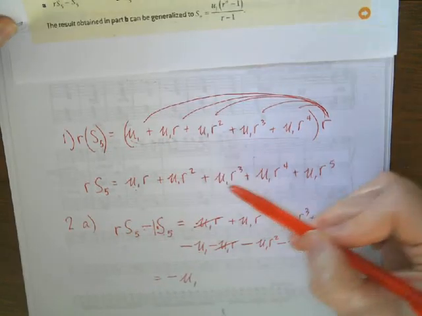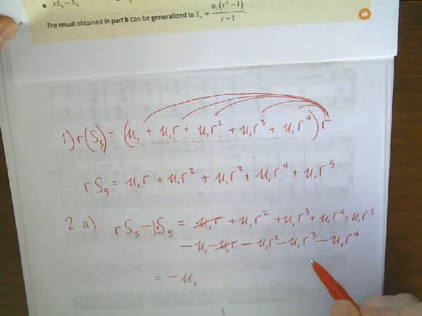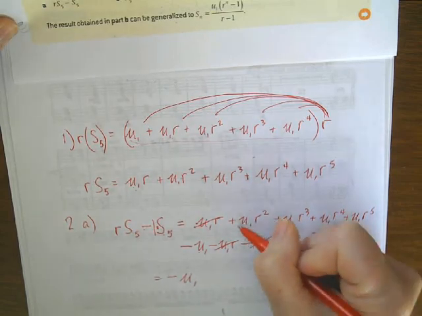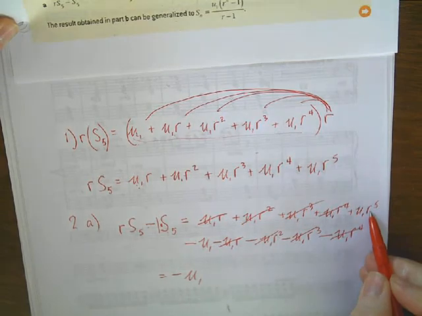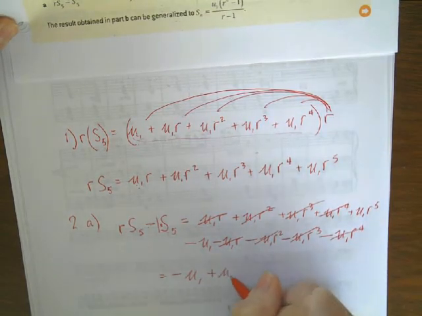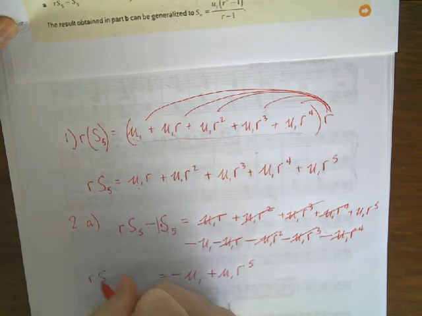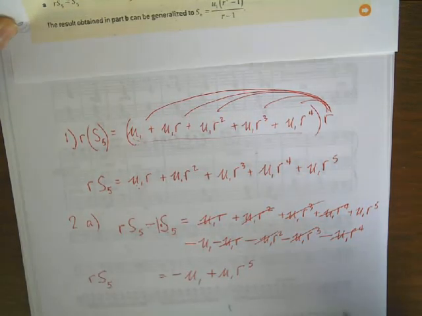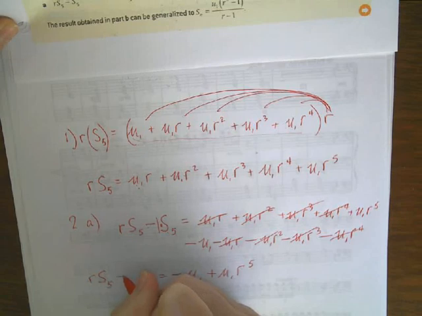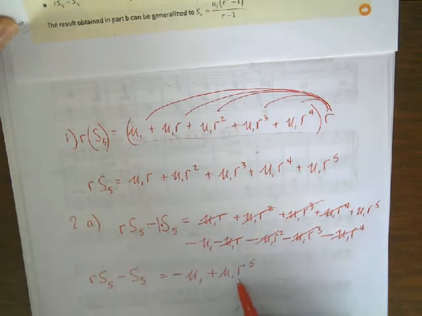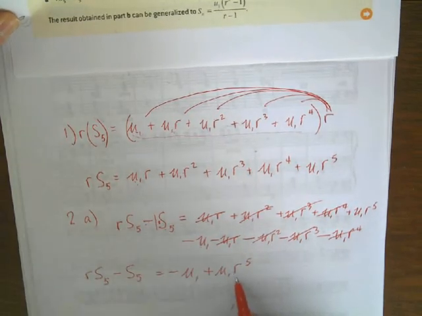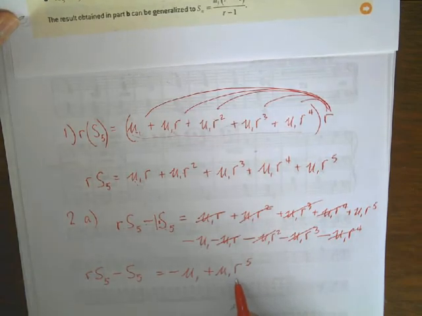These two are going to cancel out, and these two are going to cancel out. So this one is going to cancel with that, this one with that, this one with that. This one doesn't cancel with anybody, so I still have u sub 1 r to the 5th. So r times the sum of the first 5 terms minus the sum of the first 5 terms is the same thing as the opposite of the first term plus, basically, this would be the 6th term. So that is part A.